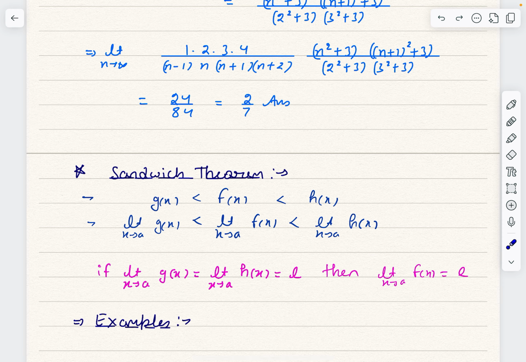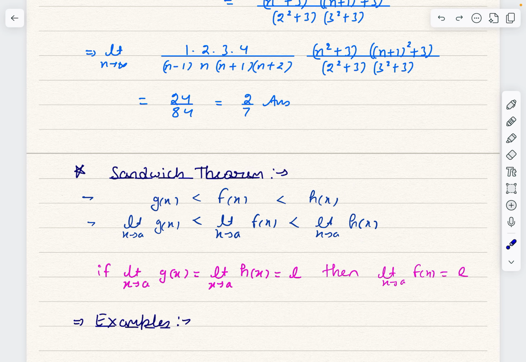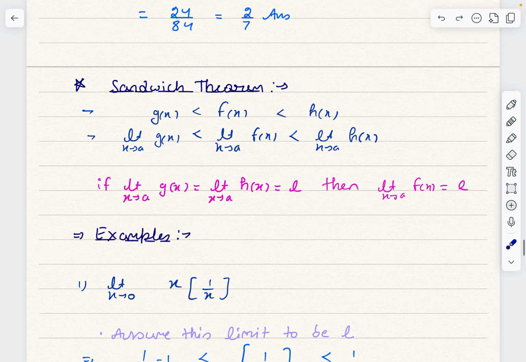This is used for those problems where finding the limit of f(x) directly is not possible. So we look for two functions which bound the f(x) value. One will be more than f(x), one will be less than f(x). We put the limit on those two, and from there you get the limit of f(x) also. Let us see with the help of an example. So this first example I'll discuss here.